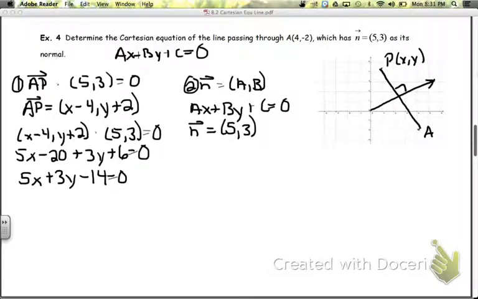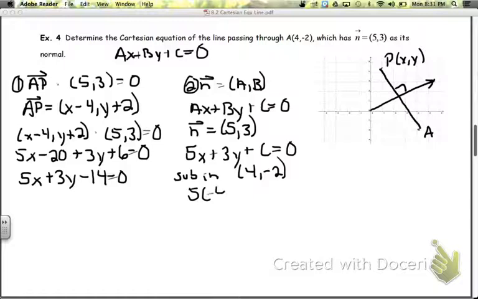So therefore, since we know our vector n, this is going to be 5x plus 3y plus c is equal to 0. Then we can sub in our point that we know, which is located at (4, -2), since it passes through that point. So when we sub that in, 5 times, sorry, that should be positive 4 there, plus 3 times negative 2 plus c is equal to 0. So therefore we get 20 minus 6 plus c is equal to 0.